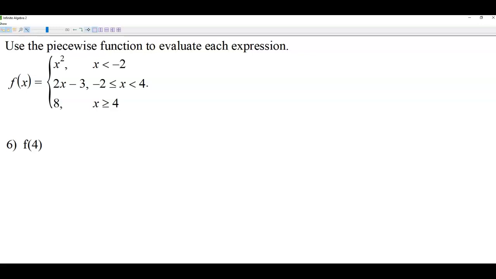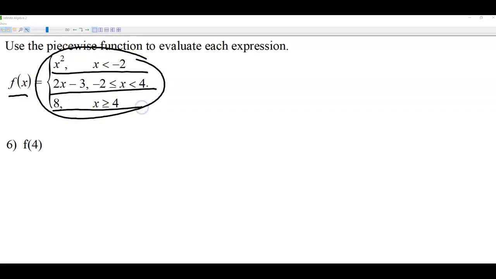All right, using the piecewise function here to evaluate, if you want, so this function is a piecewise function. It's broken up into 3 parts. And we have a quadratic, a linear function, and a constant function. And they exist on different intervals. So for instance, the x squared is only for x values that are less than negative 2. The 2x minus 3 is only for x values that are between negative 2 and 4. And then the 8 is only for x values greater than or equal to 4.